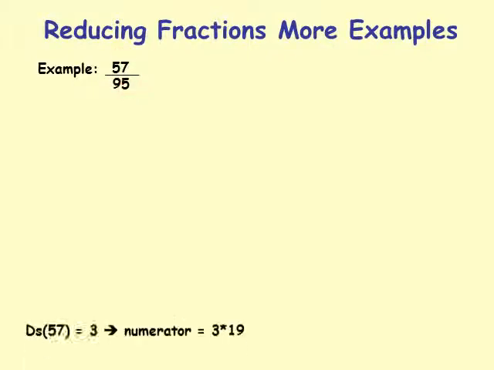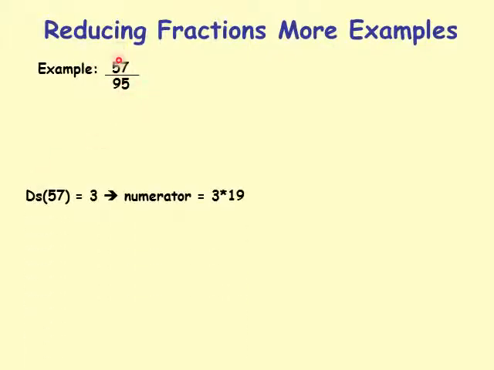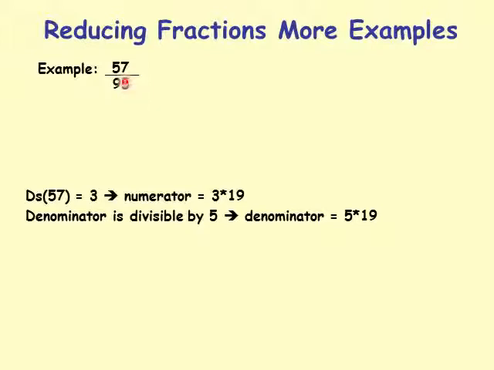Let's do some more examples here. First example, 57 divided by 95. We have to reduce that. Let us see how we do it. Digit sum of 57, the numerator, is 3, and that means 57 is divisible by 3 and is 3 times 19. After I know 3 is a factor, I can figure out the other factor, 19. Let's look at the denominator. The denominator has 5 in the end, so it's divisible by 5. After I know 5 is a factor, the other factor I can figure out is 19.